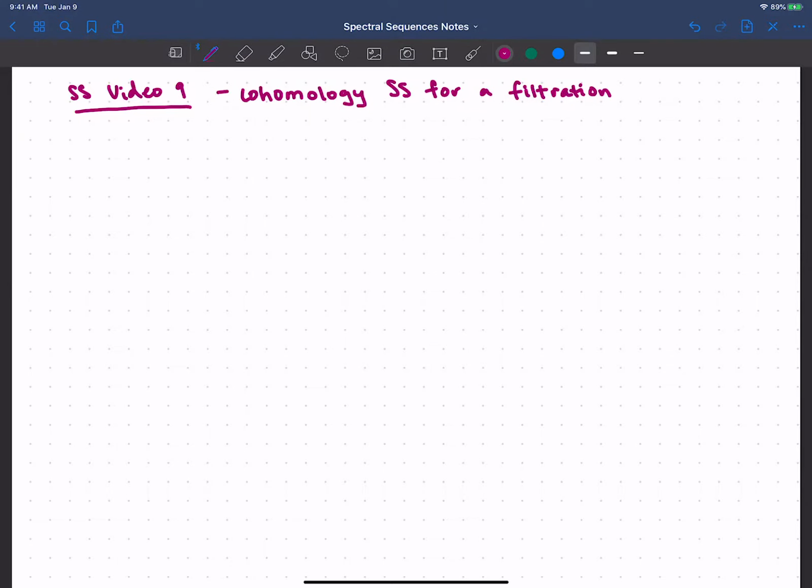So in this video, I want to talk about the cohomology spectral sequence for filtration. And this will be analogous to what we did last time, though we'll do it slightly differently, just to change things up. So what did we do last time? Well, we were looking at some filtration of some space. So I'll just call that a filtered space.